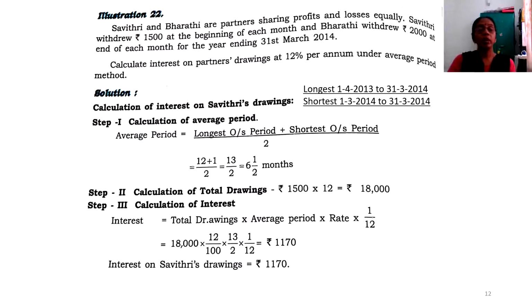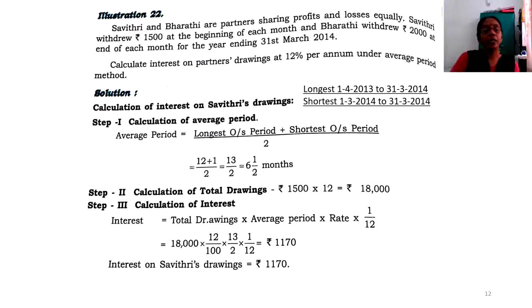I have not moved away from the previous example. The only thing is this example is taken up to show a variation. Now Savitri has withdrawn at the beginning of every month, so the longest period would be 12 and the shortest period would be 1.